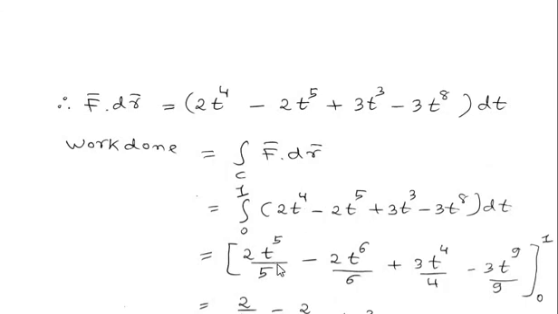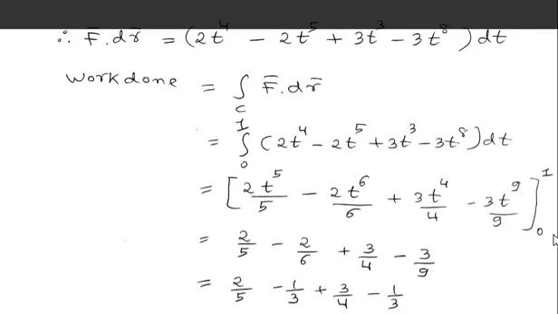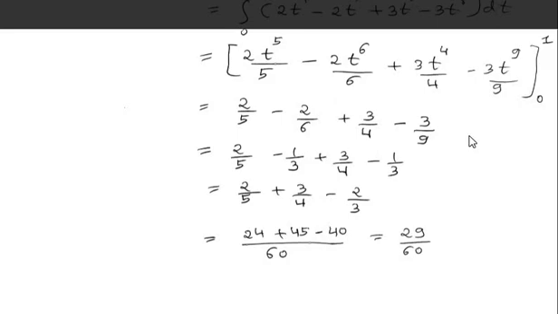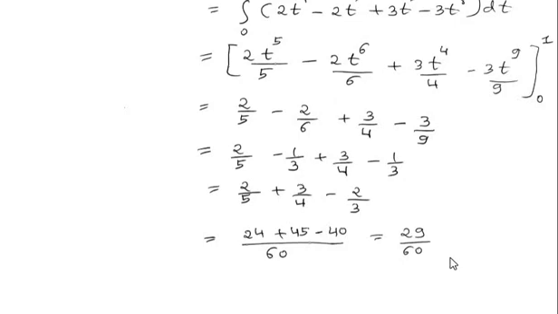2 as it is. Integration of t⁴, the result is t⁵/5, minus 2 as it is, and integration of t⁵, the result is t⁶/6, plus 3 as it is, and integration of t³, the result is t⁴/4, minus 3 as it is, and integration of t⁸ is t⁹/9. Now the upper limit is 1 and the lower limit is 0. If you put down the value of t = 1, right, you will be getting this result, and for t = 0, it will become 0. Now you have to simplify this result only, right? Okay. So the final result is 29 by 60.